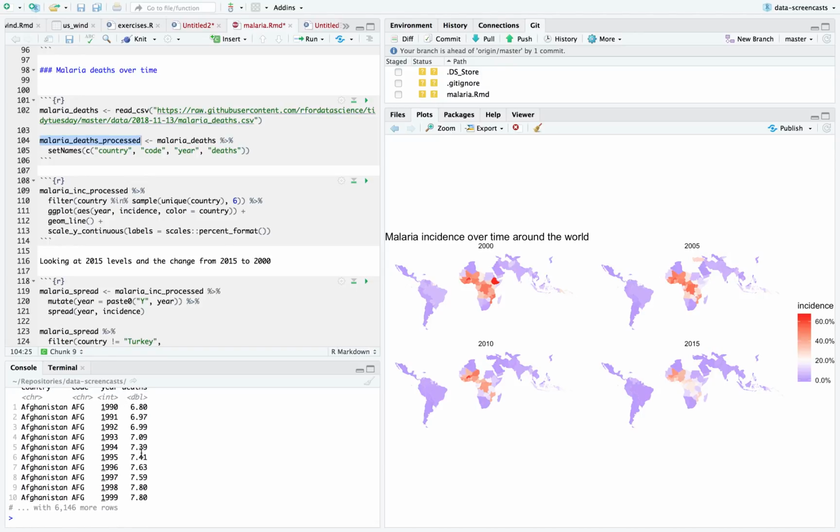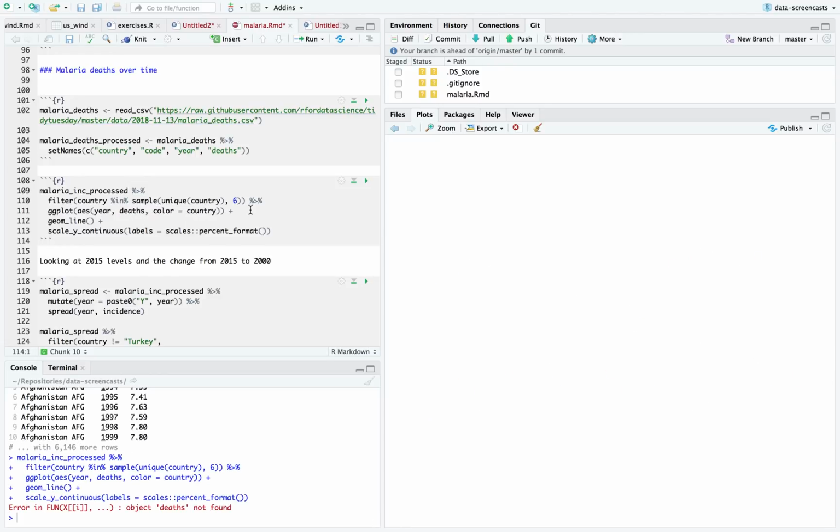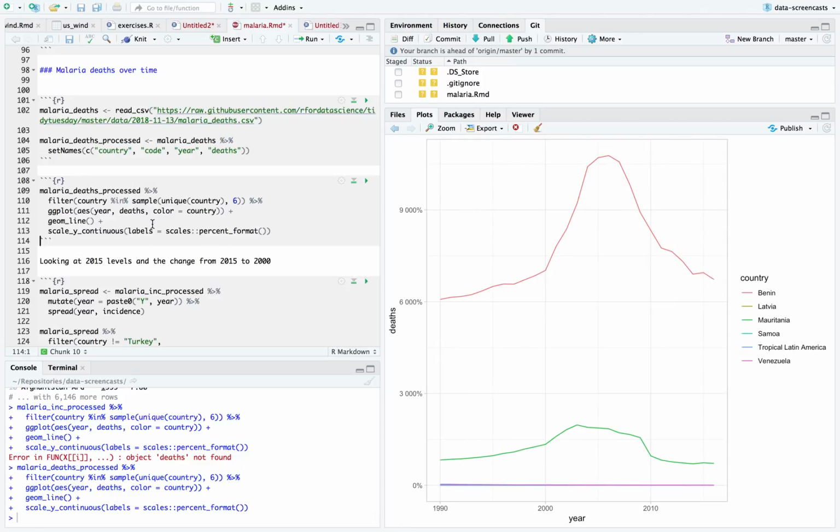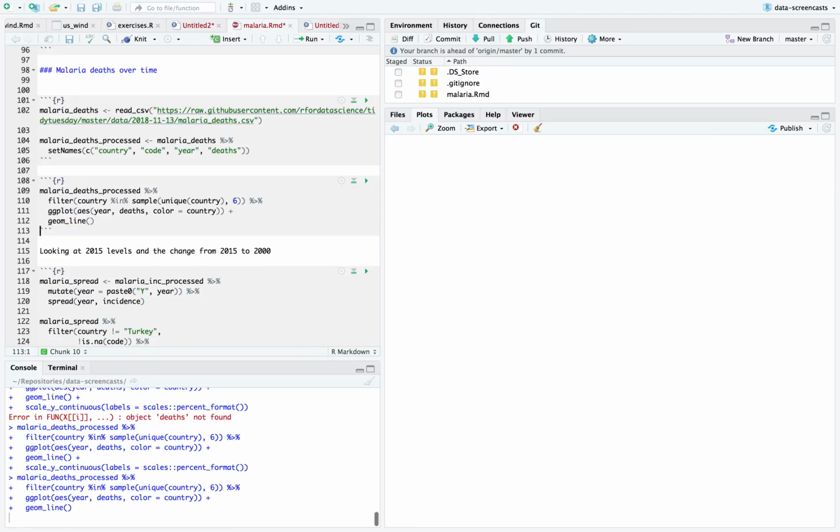It'll be very low. Okay, so for example, the deaths from malaria had been going up in Afghanistan. I'm actually going to graph deaths across a couple of random countries. I think it's going to be more informative. All right, so I look at malaria deaths processed. Yeah. Okay, so this is more informative because we have data from every year. I like this data set more than the incidence one. I need to drop this off of the scales.